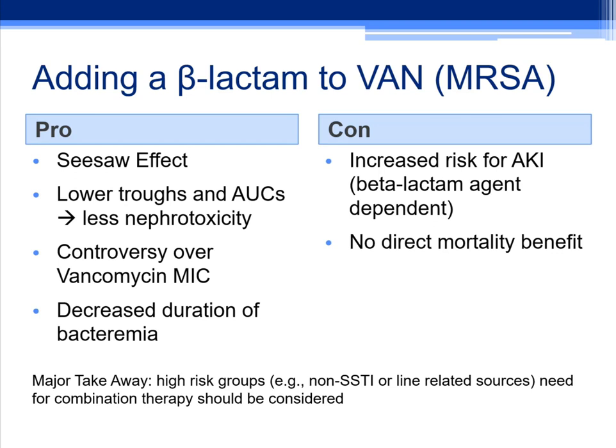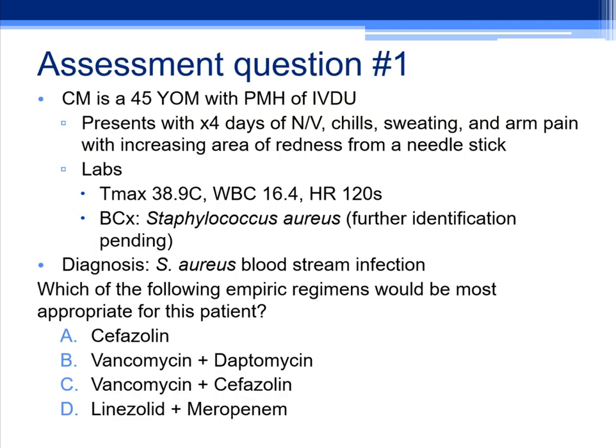So my major takeaway, particularly for the fellows, would be that in high-risk groups, so people that are non-SSTI or non-line-related sources, the need for combination therapy should be considered upfront. So going back to our patient, an IVDU or IV drug user that presented with Staph aureus bacteremia, which of the following empiric regimens would be most appropriate for this patient? Anybody can be free to comment out what they would do or put it within the chat.